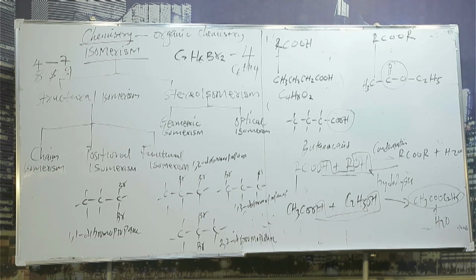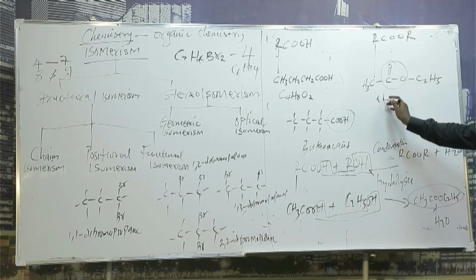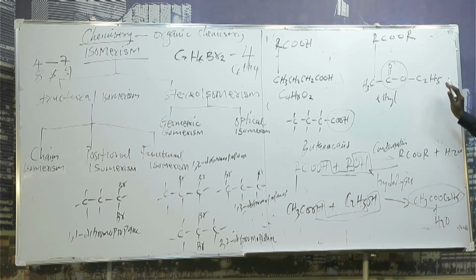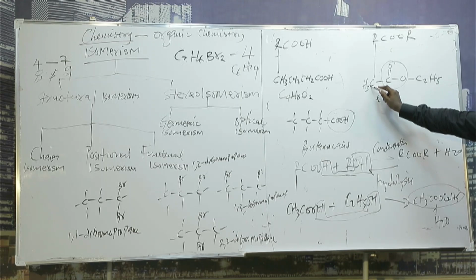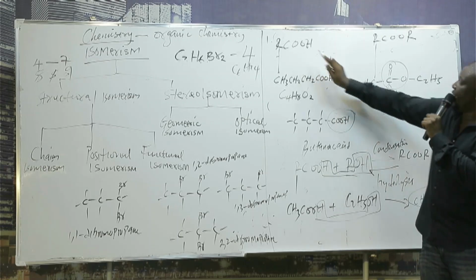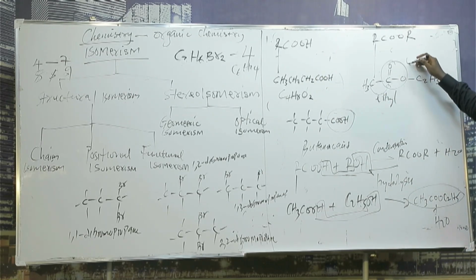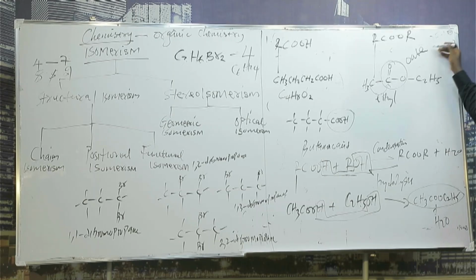Name the alkyl. Which alkyl is that of the alcohol? This alkyl is from the alcohol, and the rest is about the ethanoic acid. If you want to name it, what is this alkyl? Ethyl. And this thing has changed from COOH to what? COO. The ending of this one is what? OH.